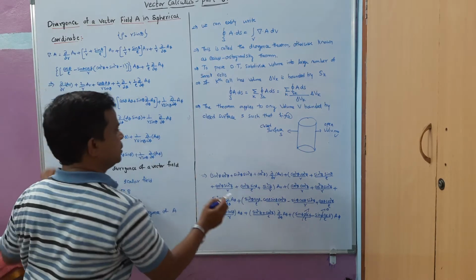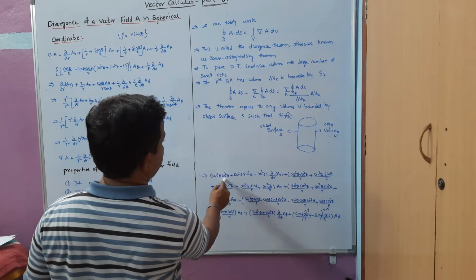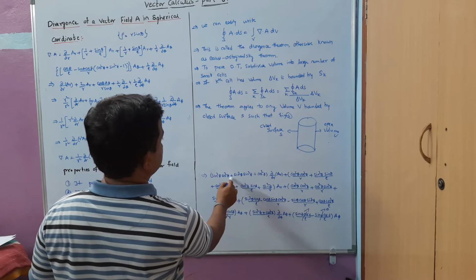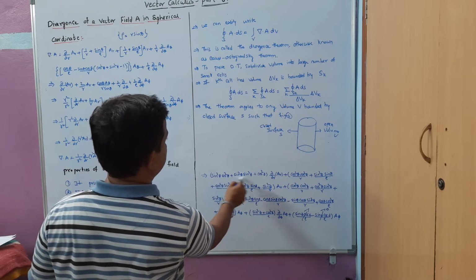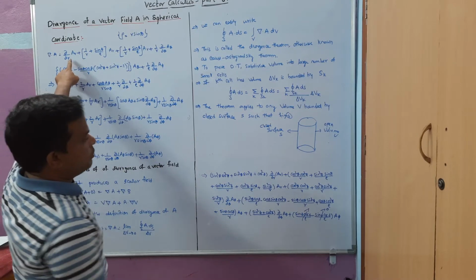So you can see here, if I take sin square theta common, we will get here cos square phi plus sin square phi, which is 1 here. Sin square theta we will get here; sin square theta plus cos square theta is again 1 here. So I get here dou by dou r of AR into AR.